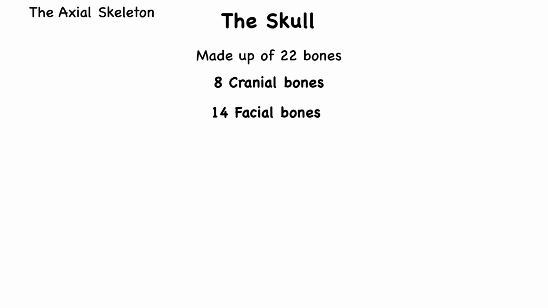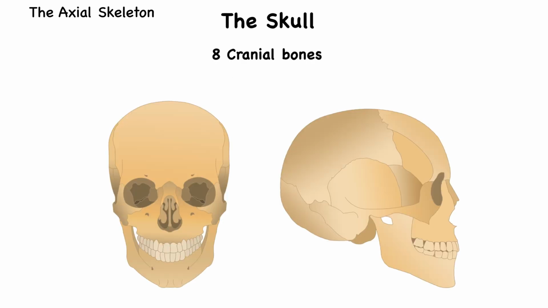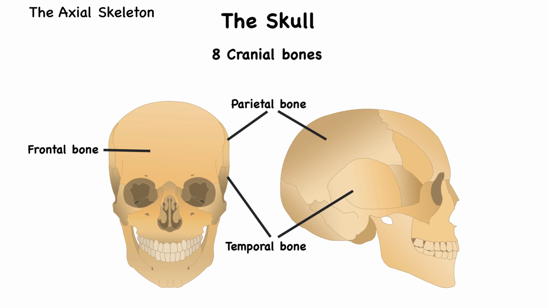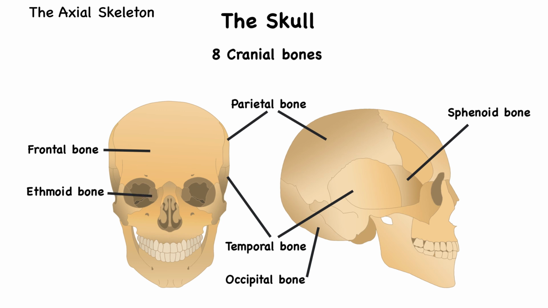Let's look more closely at those 8 cranial bones. Those cranial bones include the frontal bone, which is the forehead, 2 parietal bones, which we find on the top sides of the skull, 2 temporal bones that are found on either side around the ears, the occipital bone in the back of the skull, the sphenoid bone, which forms part of the base and sides of the skull, and then the ethmoid bone, which is deep in the nasal cavity and between the eyes. These bones are joined by sutures, immovable joints that fuse as we age.